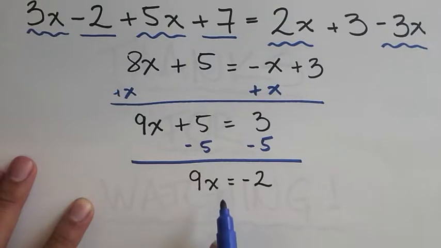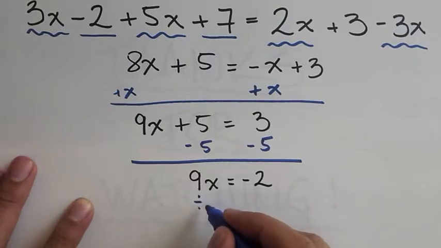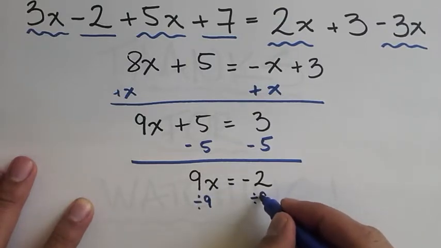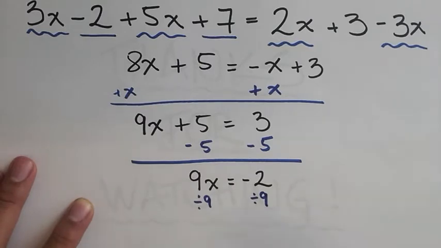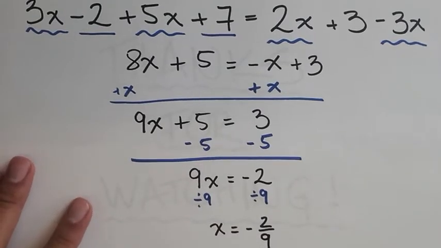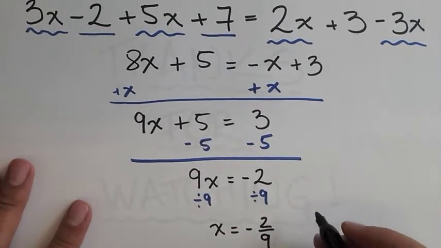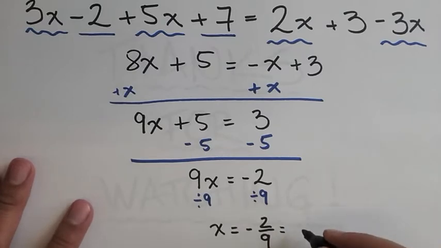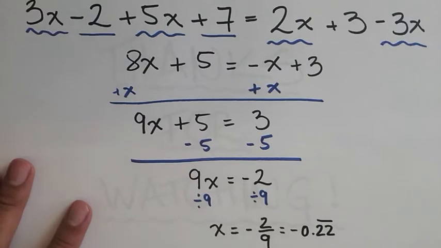As I want to isolate the x, I need to divide by 9 on both sides, giving us a result, negative 2 9ths. That means that not all equations are going to have whole numbers as solutions. If you're more keen of having decimals, you can always write negative 0.22.